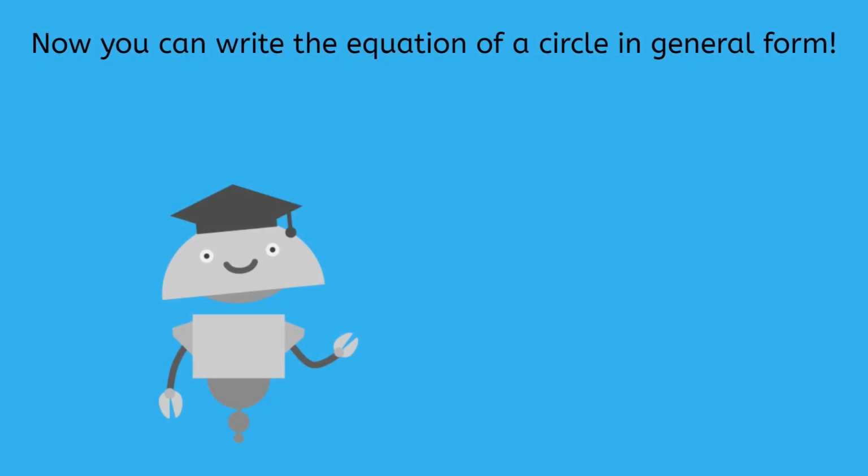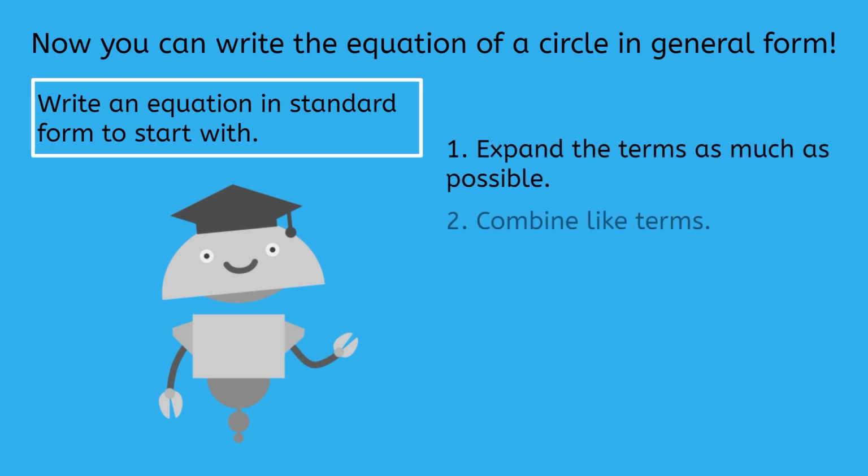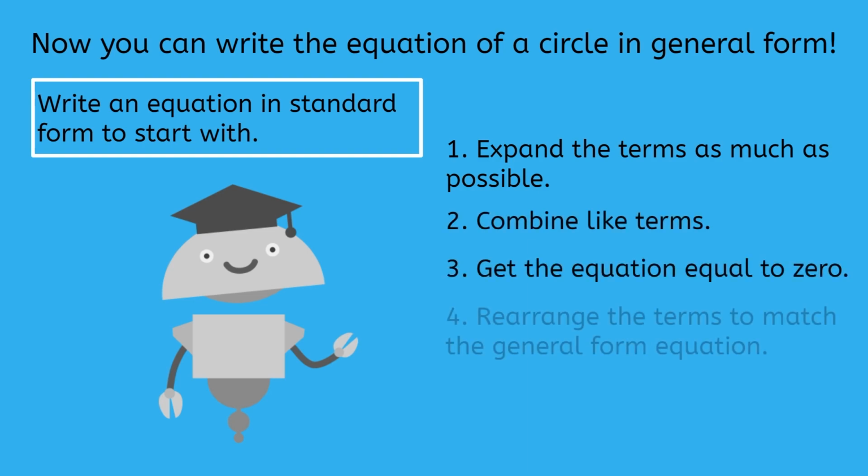Now you can write the equation of a circle in general form. If you don't have an equation to start with, you'll need to write an equation in standard form before you can begin converting to general form. Once you have a standard form equation, all that's left is to use algebra to manipulate it into the right form. You'll need to expand the terms as much as possible, combine any like terms, get your equation equal to 0, and then rearrange the terms to match the general form equation. Good luck on your practice, and I'll see you next time.